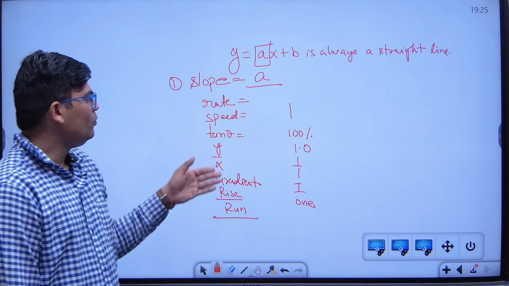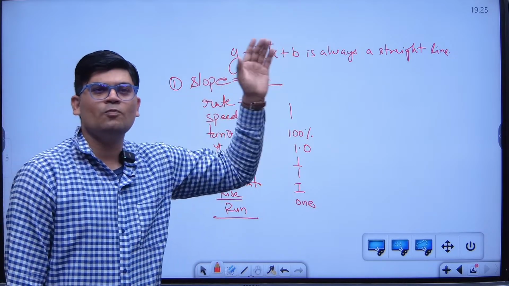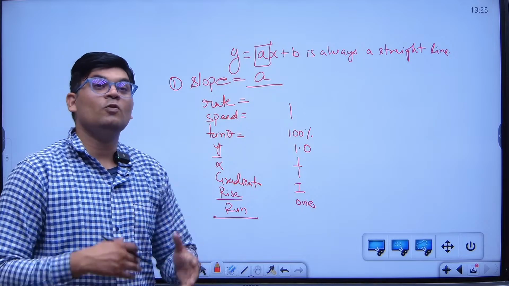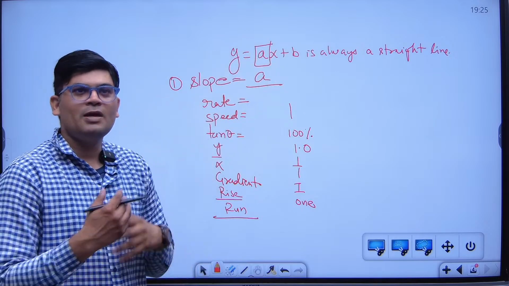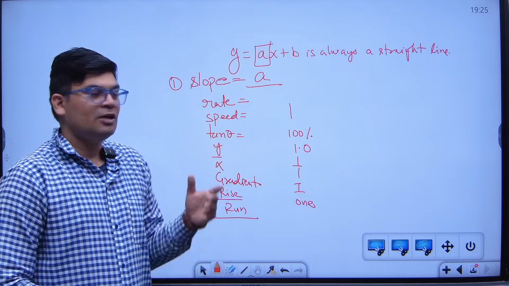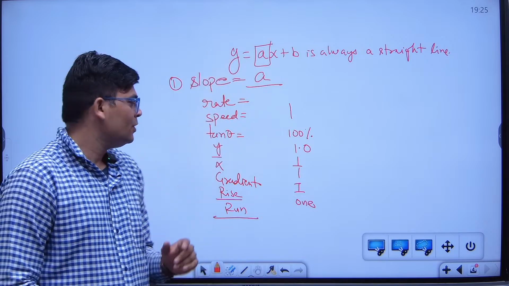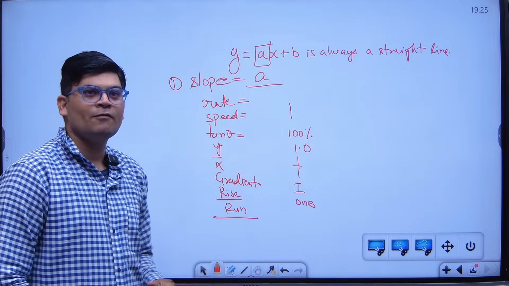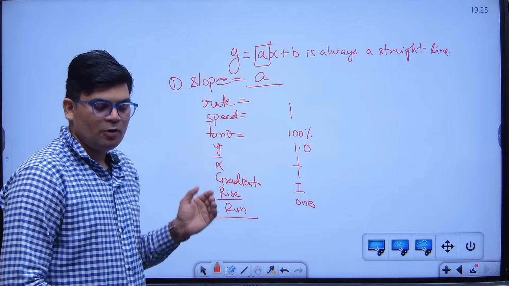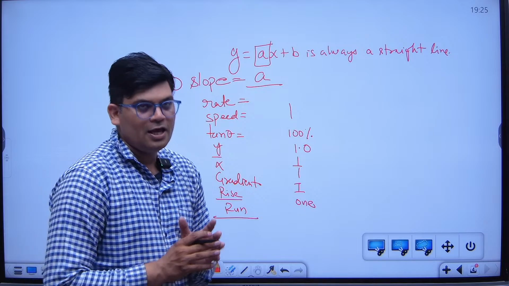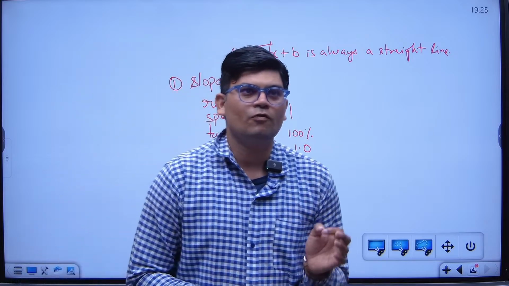So there are many ways to ask what is the slope of the graph. They may ask you what is the rate of change, so you have to look at the coefficient of x. They may ask what is the slope, the tan theta, the gradient, the rise upon run, or y upon x. All these have the same value, that is the coefficient of x.